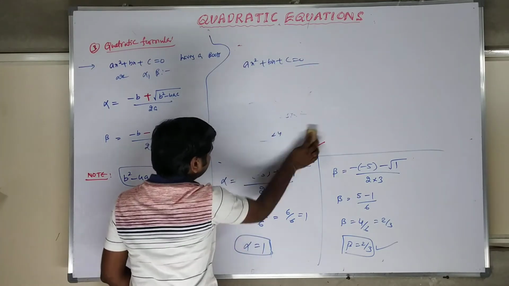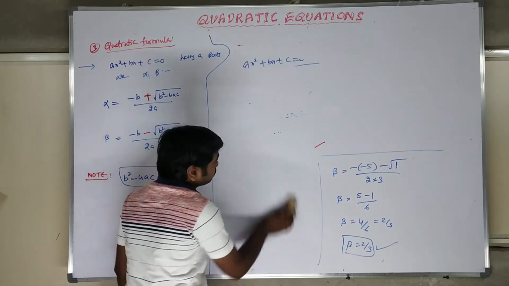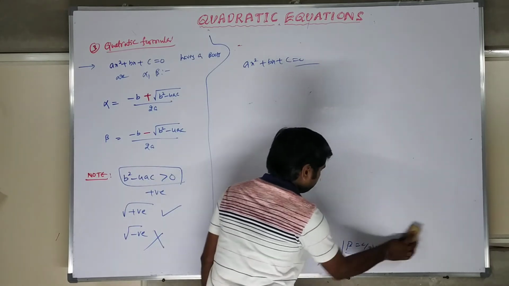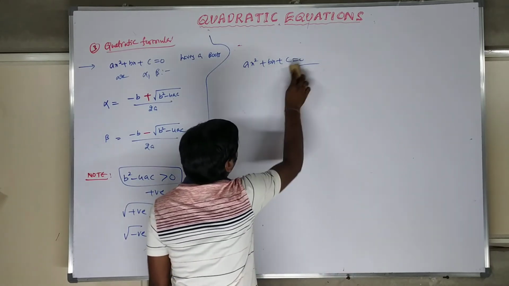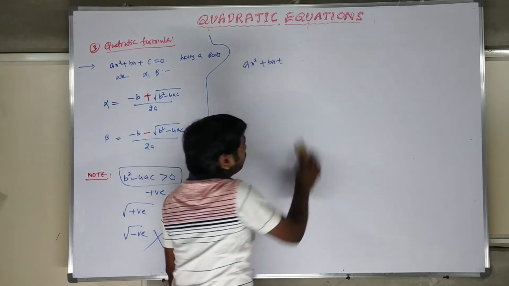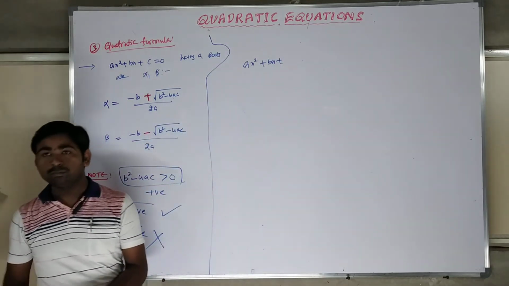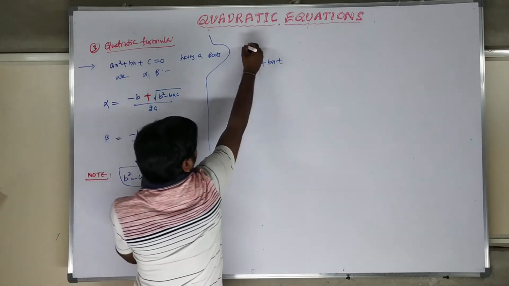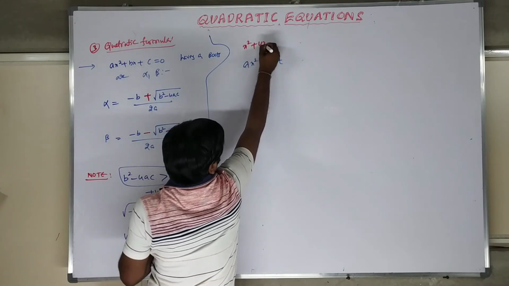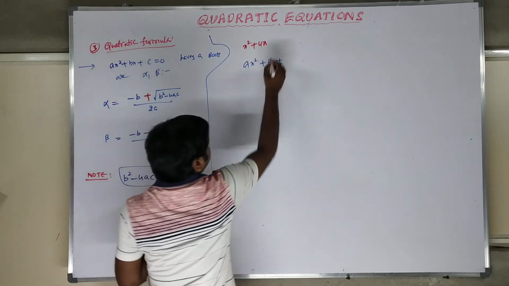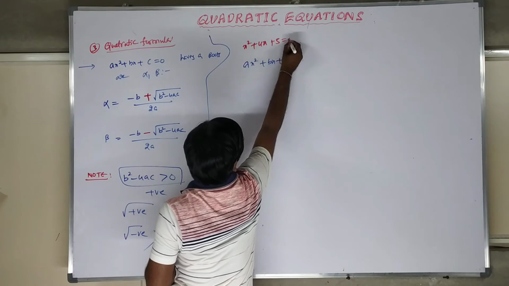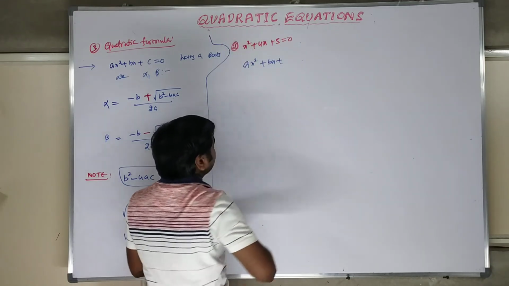So what is the next problem? Let us take this formula. Tell the problem: x square plus 4x plus 5 is equal to 0. This is problem number 2.